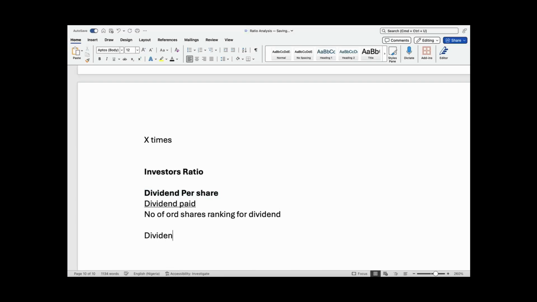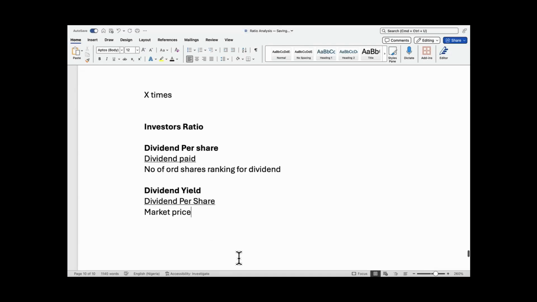Another one is dividend yield. And this is a measure of effective dividend that is paid. And you'll be seeing it as dividend per share divided by market price. This is very strong, and I can multiply by 100/1.